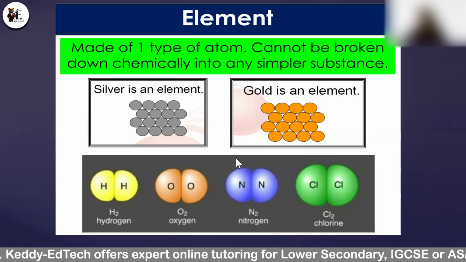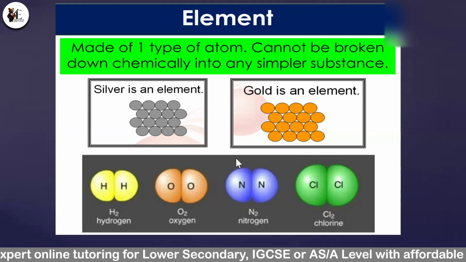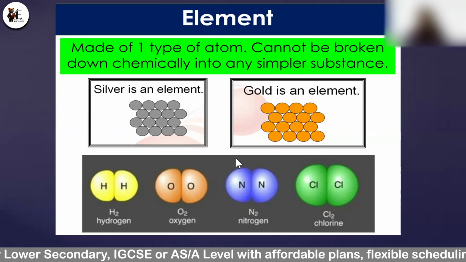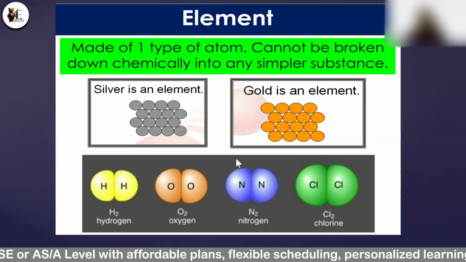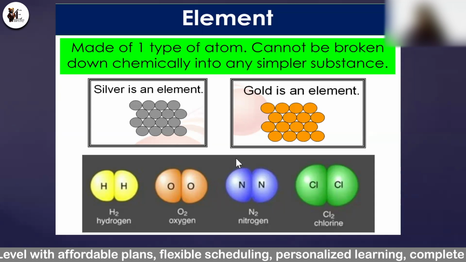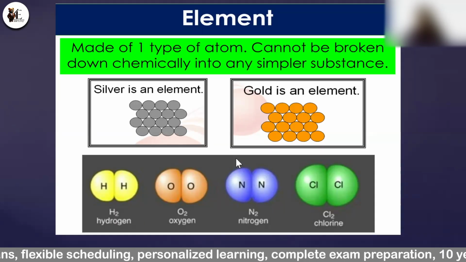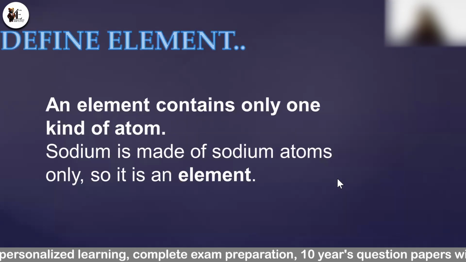Even copper is an element. In the periodic table, you have copper also. Copper is also an element. And what is a molecule? When two atoms combine together by a chemical reaction, it is called a molecule. For example, H2O2, two atoms of oxygen combine together, then it becomes a molecule.